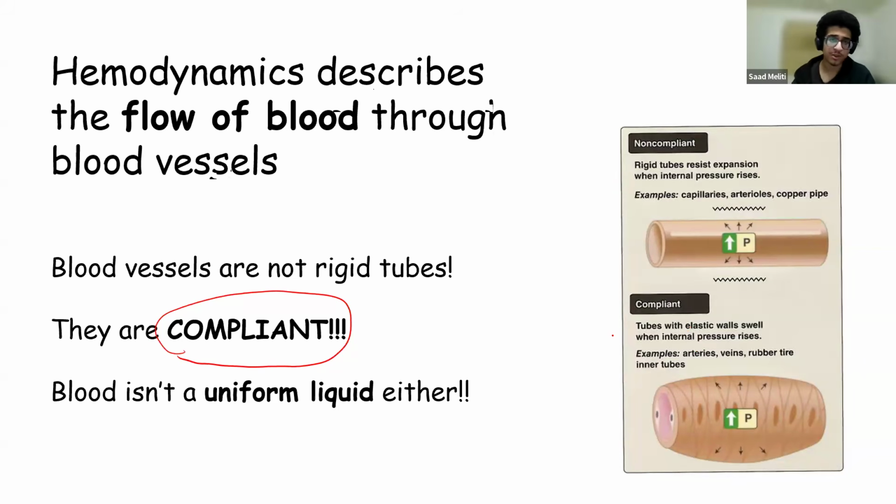Another important thing to know is that blood isn't a uniform liquid. For example, in the blood, we have a bunch of proteins, red blood cells, all that stuff. It's not equally distributed through the blood. What I mean by that is that you can have an area of the blood with more proteins and another area with less proteins. It's not equally distributed around all the blood vessels. This kind of affects the flow of blood. That's all you need to know from this slide.